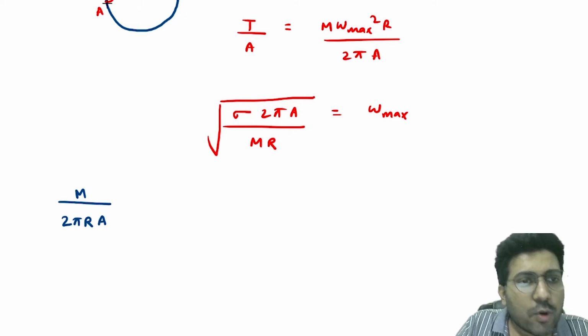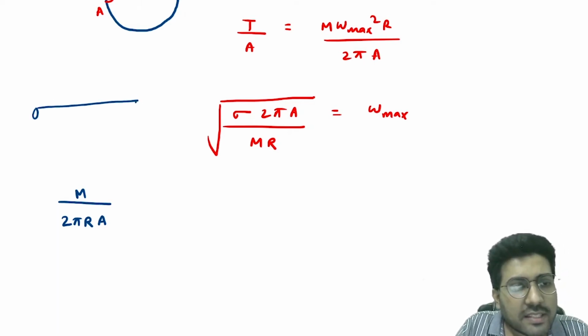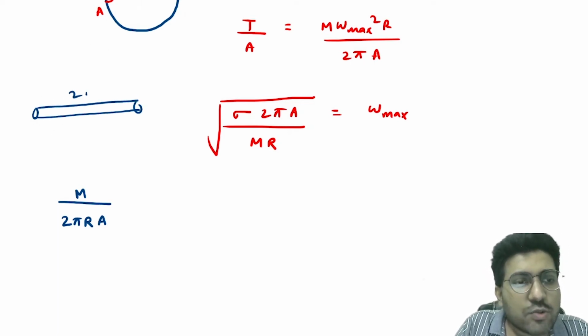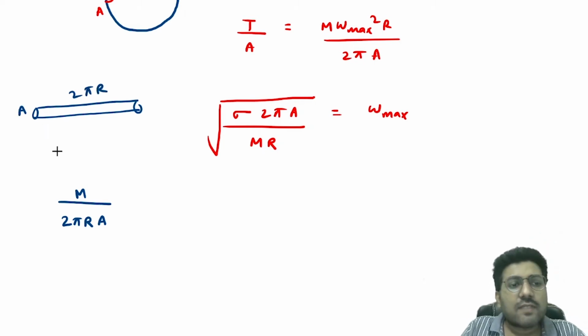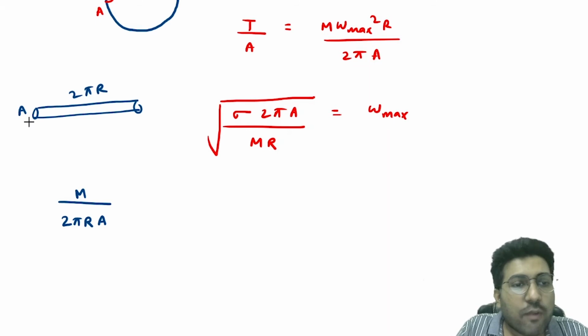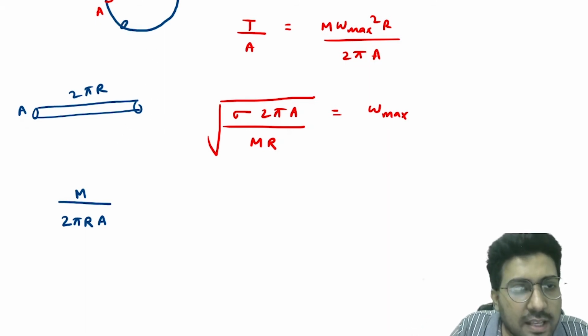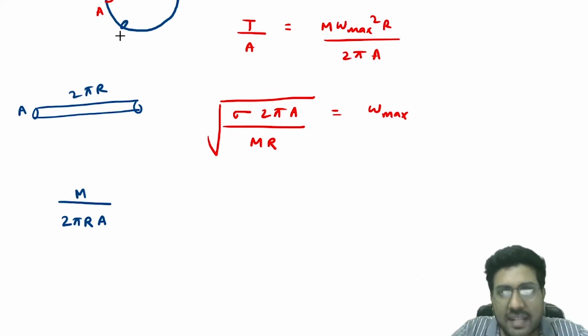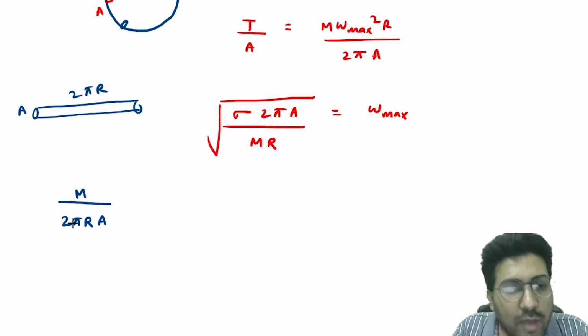See, if you open this ring, it will become like this rod whose length is 2 pi r and the area of cross section is A. So in this case, what will you say? You will say that the volume is 2 pi r into A, right? So the volume of this ring element, meaning of this material of this ring, is 2 pi rA. So m by 2 pi rA is density.